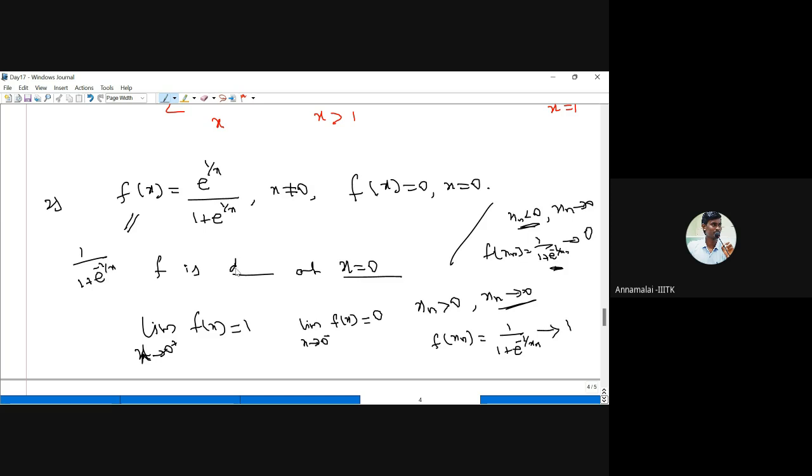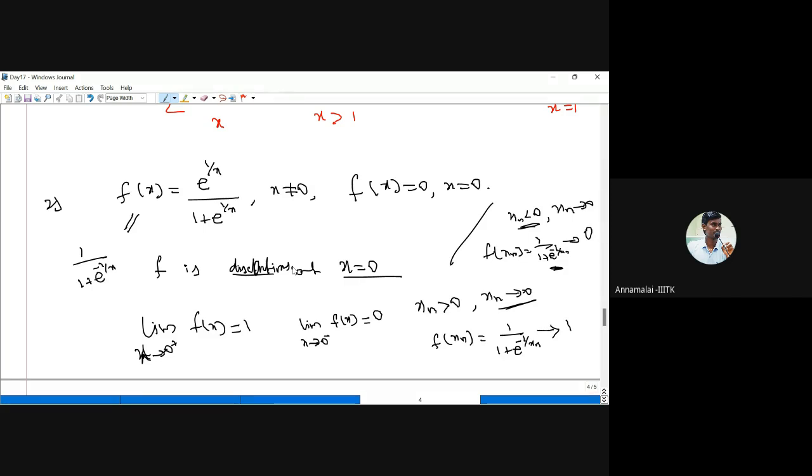Got it? Discontinuous at the point x equal to 0. And what type of discontinuity is this? It's a first kind, since the right hand limit and left hand limit exist but are not equal. Okay, good.